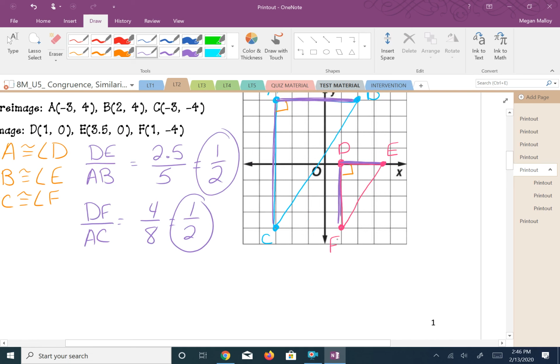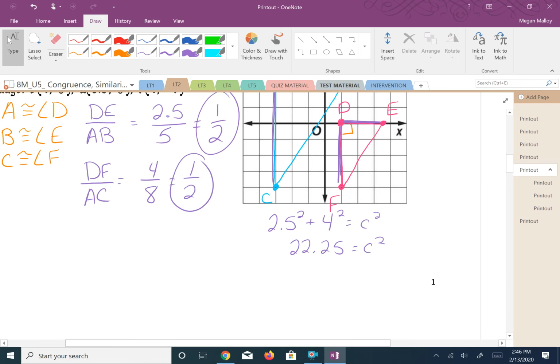So we are going to take for triangle DEF, my side lengths, I have 2.5, I'll square that, plus 4 squared, and 2.5 squared plus 4 squared is equal to 22.25. And if I take the square root of that, I get quite a long decimal, so we'll just round it to approximately 4.72. So my length of EF is going to be approximately 4.72.